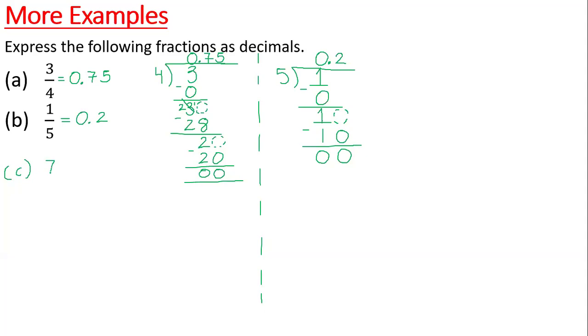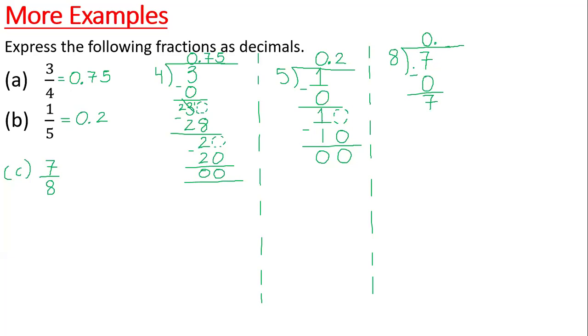So it's going to be 7 over 8. We're going to convert that into a decimal. So how are we going to do that? 8 into 7. How many times does 8 go into 7? 0 times. 8 times 0 is 0. 7 minus 0 is what? 7. Good.